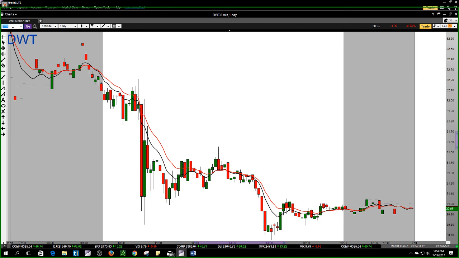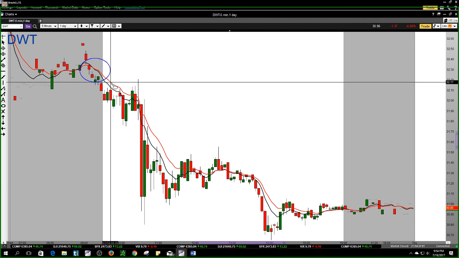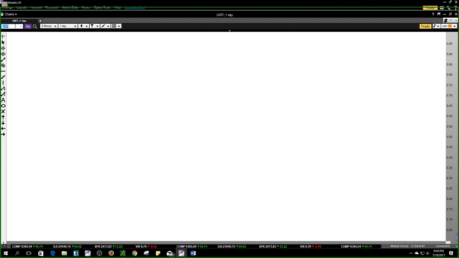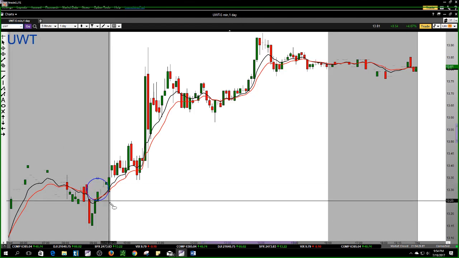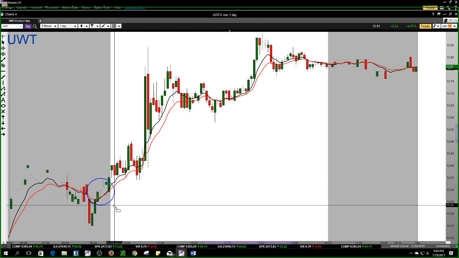DWT and UWT, you can see that pre-market here you had a quick little bear flag set up, and then an 8-13 cross down would have given you a short opportunity on the chart. UWT would have given you a bull 8-13 to the upside and a long opportunity on the chart.